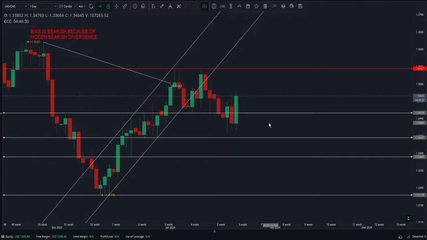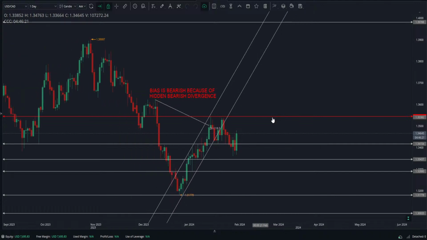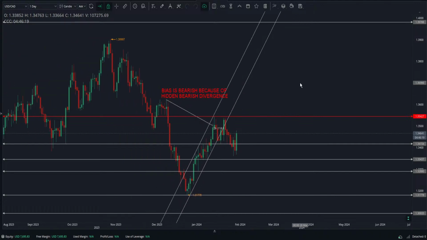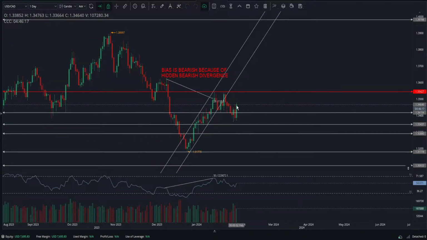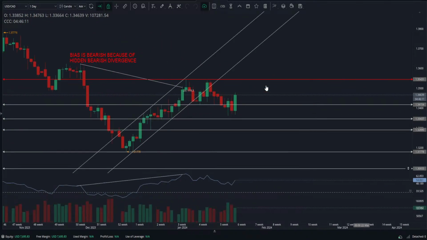USD CAD is a similar case, although right now it is giving us a bullish engulfing, but I'm not very confident on this. 1.3542 is the resistance. Let's see how things behave over there. Right now it looks like yes, the price can go till 1.3542, close to which I will be looking for a selling opportunity again. I think right now, okay, the price is just making lower highs and lower lows.